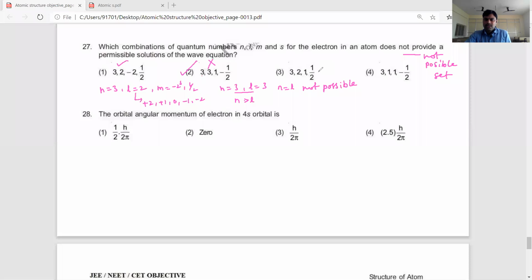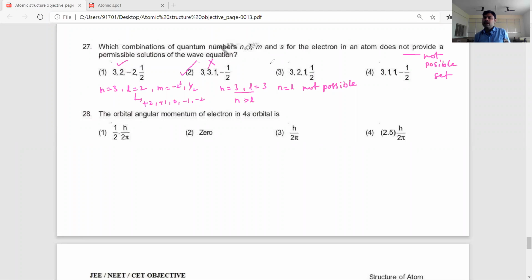Lalit Kumar, not possible means it does not provide a permissible wave equation. Based on these quantum numbers, Schrodinger proposed the three-dimensional wave equation. The Schrodinger three-dimensional wave equation depends on the principal quantum number, azimuthal quantum number and magnetic quantum number. So what is the relation between the principal, azimuthal and magnetic quantum numbers?